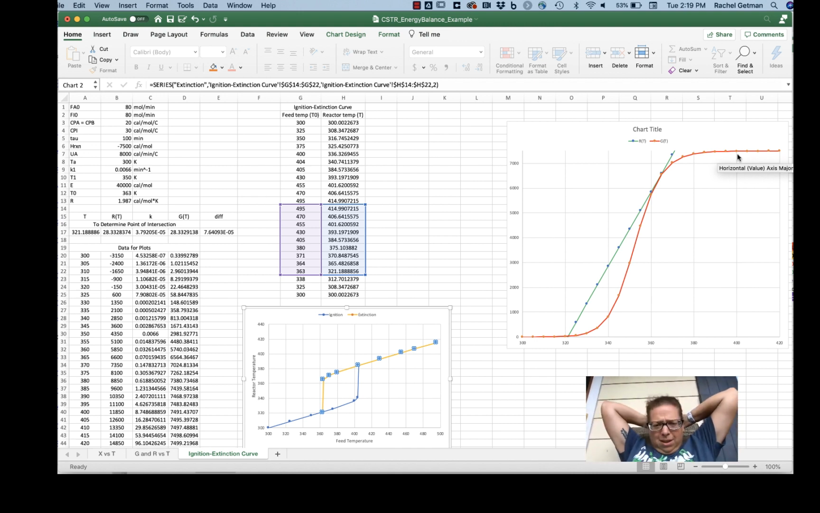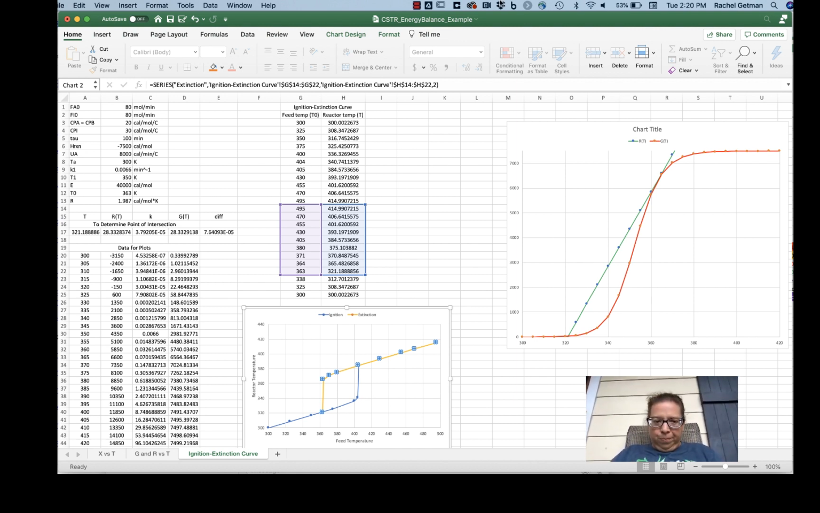So now I think the question that comes into play is, first of all, why is this ignition temperature higher than the extinction temperature? Why aren't they the same thing? The reason for that is because a CSTR operates at multiple steady states.